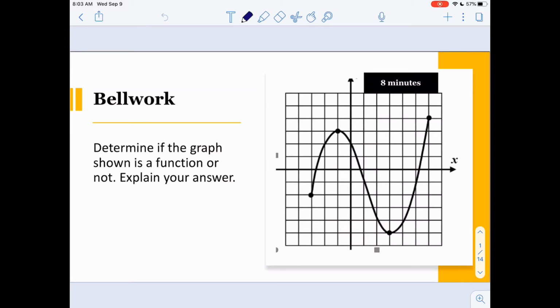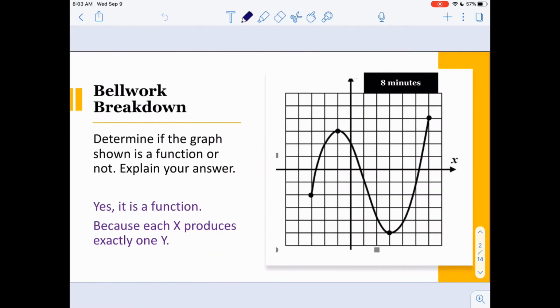For your belt work today, determine if the graph shown is a function or not. Pause the video here for 5 minutes. The graph shown is a function because each x produces exactly one y. What that means is when I go and test each x value, I see it only produces one y value.